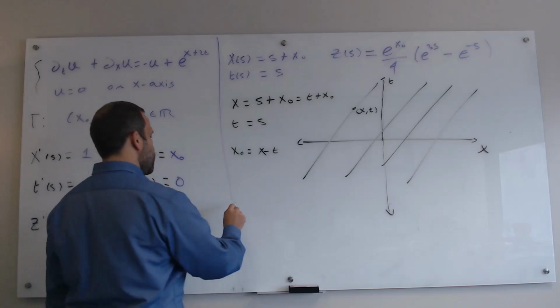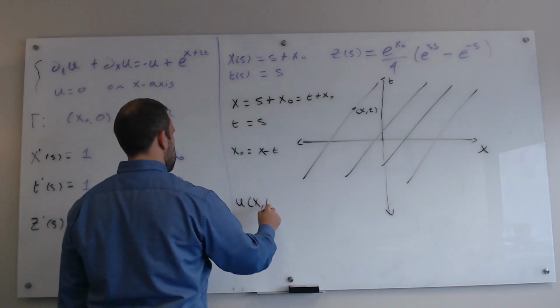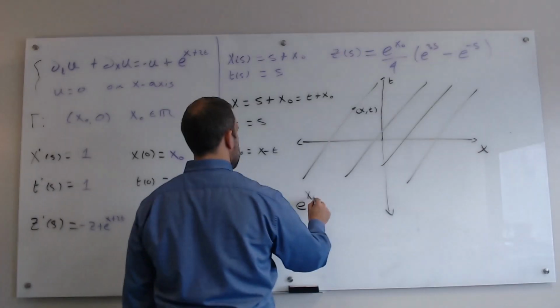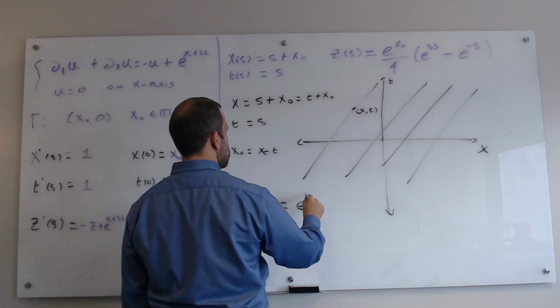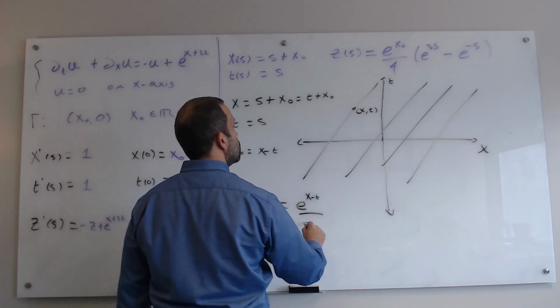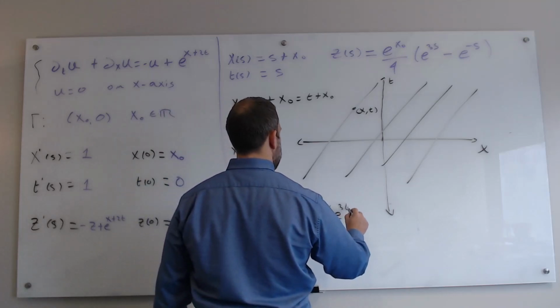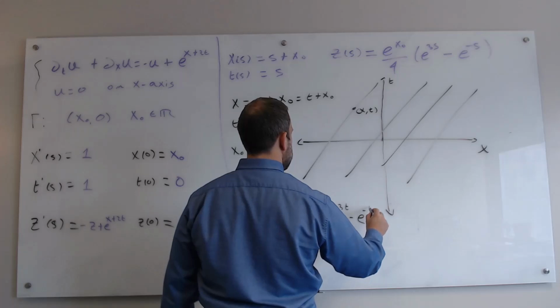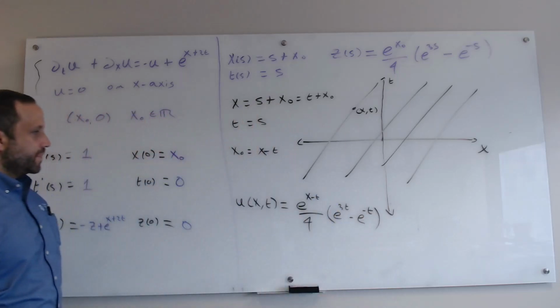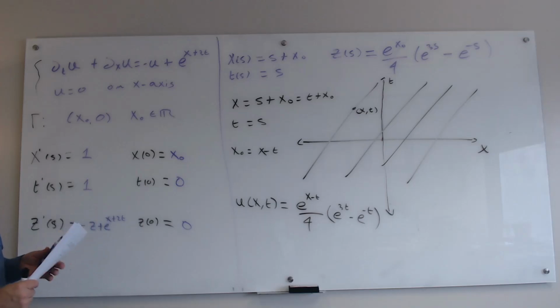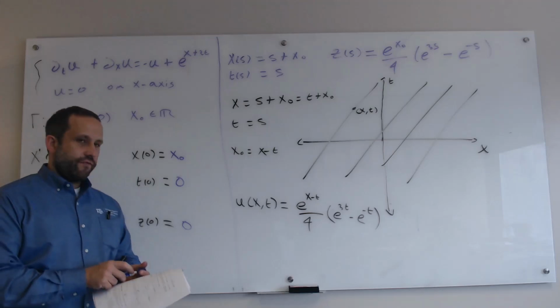And then so what we have is u of x, t is equal to e to the x naught, which is x minus t, over 4 times e to the 3t minus e to the minus t. Okay, and again, you can verify that this differential equation does in fact solve this over here. You know, for example, well, I'll just let you figure that out on your own. Okay, that is it for this video.